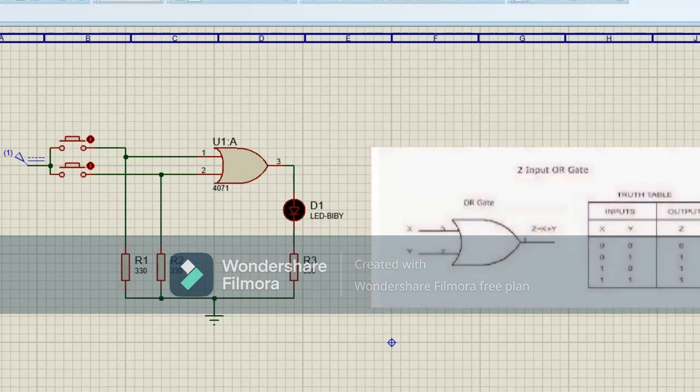This can be seen here. When both the inputs are low, output is low. If any one of the inputs is high, output is high. And if both the inputs are high, the output is still high.